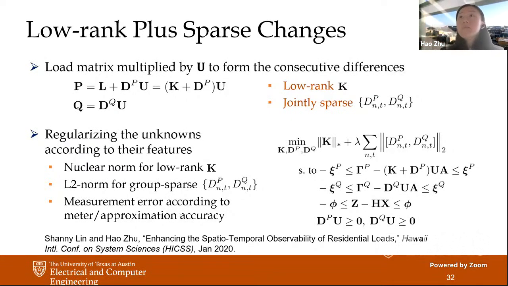So we basically want to find the PQ, which consists of a low rank solar induced component and this sparse change resultant PQ change component. Okay, so that's how we are able to tackle this lack of observability issue in distribution, or in monitoring grid edge resources.